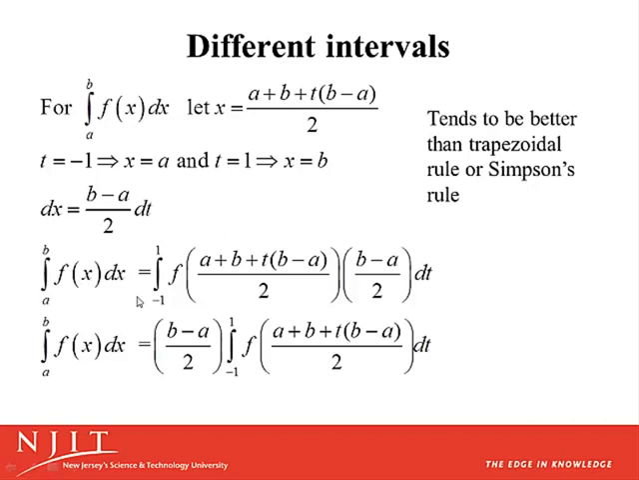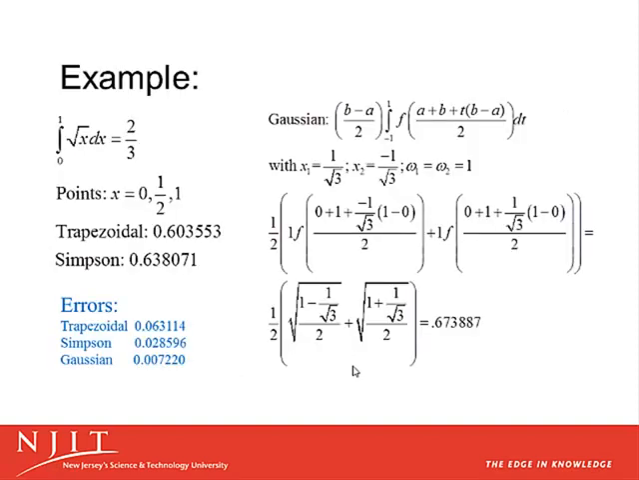So the integral from a to b of f of x dx will be the integral from minus 1 to 1 of f of, well, x is now this quantity. Before we had dx, so we need to change that into dt's. We see that dx is b minus a over 2 times dt. So we plug that in, pull out the b minus a over 2, and we see that the integral from a to b of f of x dx can be written as b minus a over 2 times an integral from minus 1 to 1. And now we have a method for finding integrals from minus 1 to 1, and so we can use what we've just learned for Gaussian quadrature to solve such integrals.